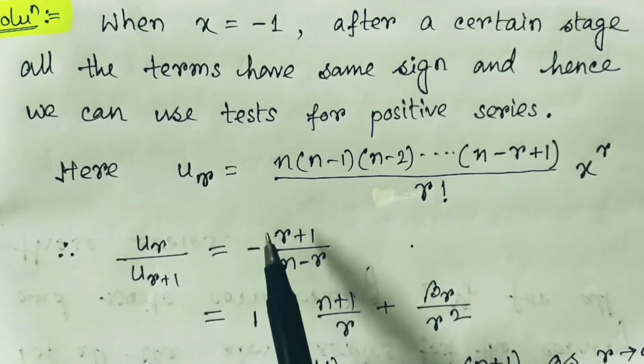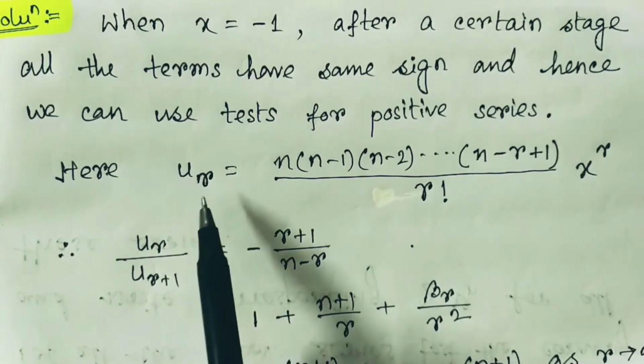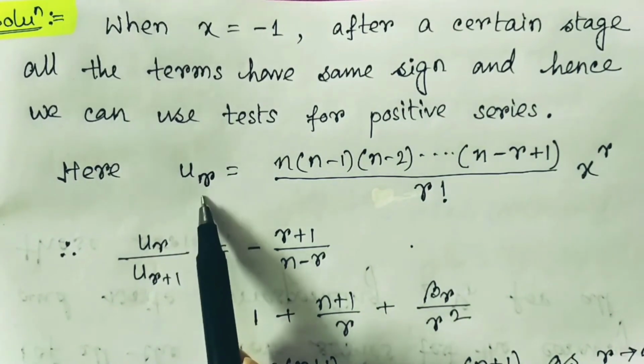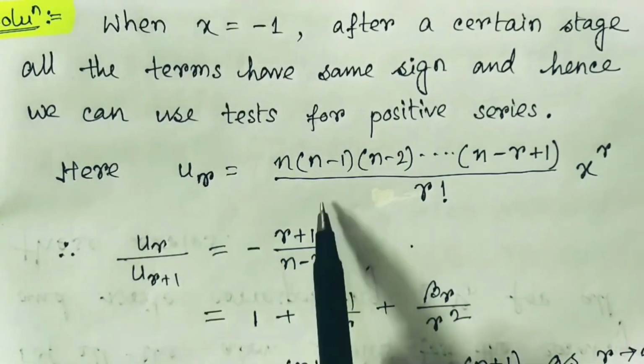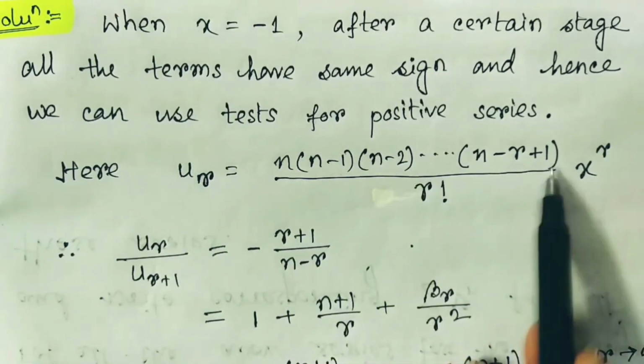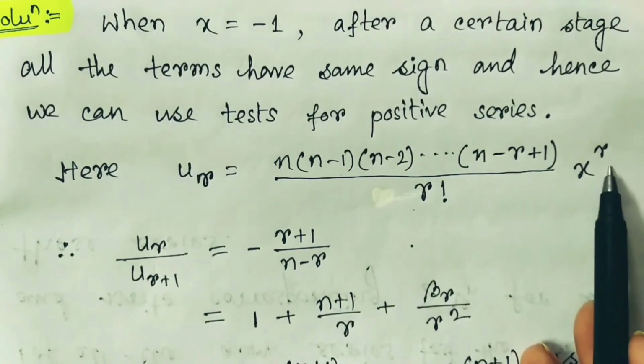So here, first of all, we can't consider u_n, because n is already used in this problem as the given exponent. That's why instead of n, we use r. So u_r we can say is the general term, that is the rth term. The general term is n(n-1)(n-2) up to (n-r+1) by r factorial, into x to the power of r.